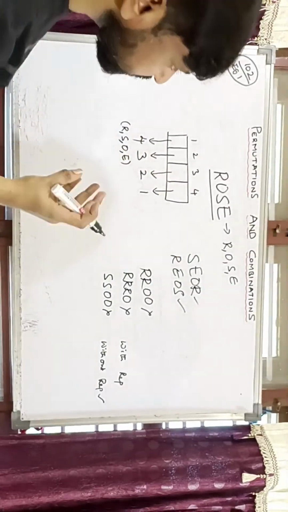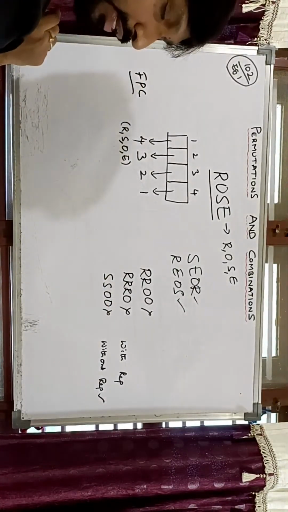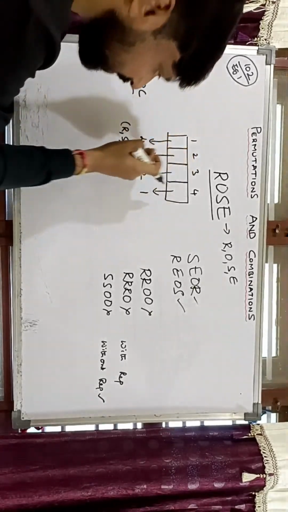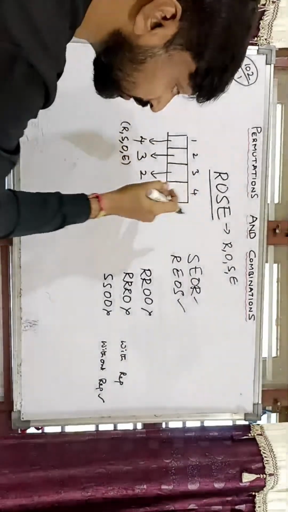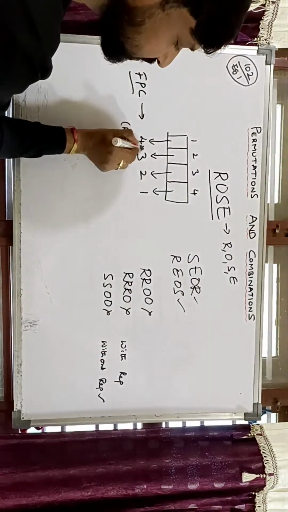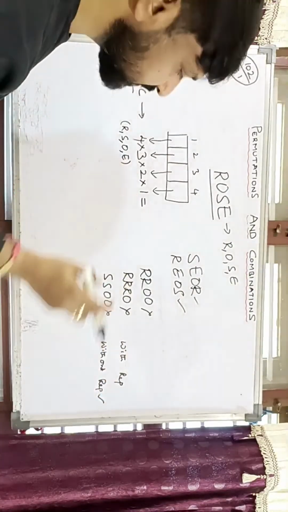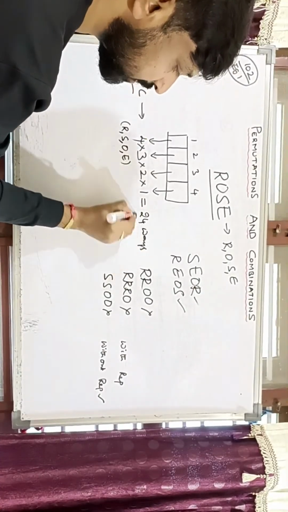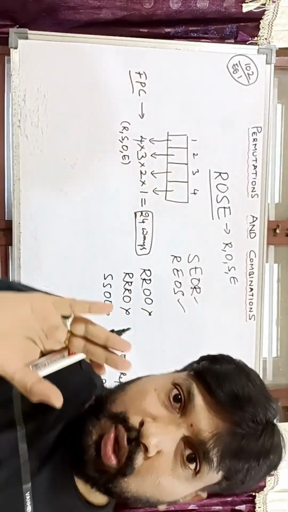So what is the meaning here? According to our fundamental principle of counting, if the first event occurs in 4 different ways, the second event in 3 different ways, the third event in 2 different ways, and the fourth event in only 1 way, then for the total number of occurrences you just multiply all the values, and you get the final answer. 4 into 3 is 12, 12 into 2 is 24. So there are 24 ways to fill these boxes. This is the answer to the question.